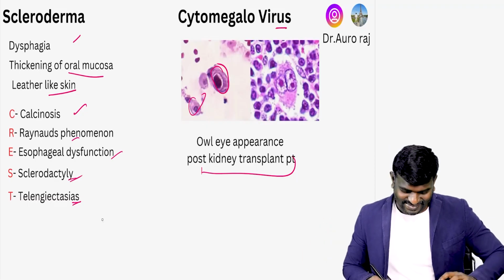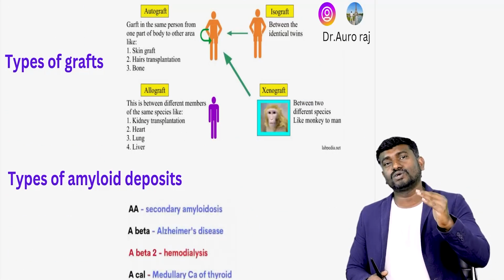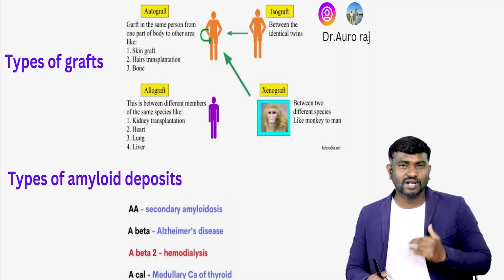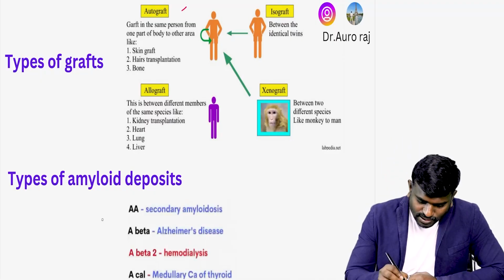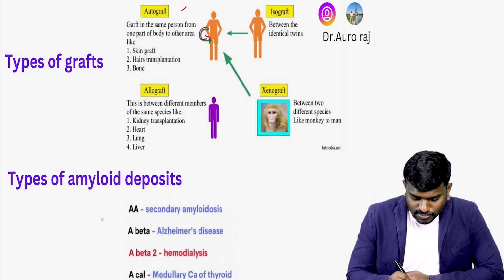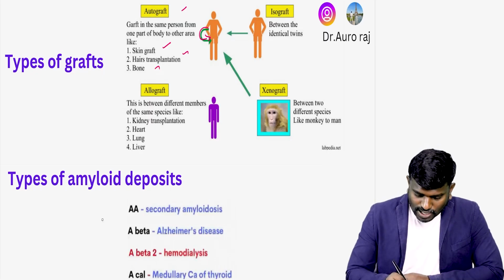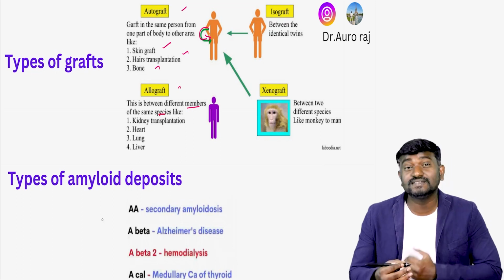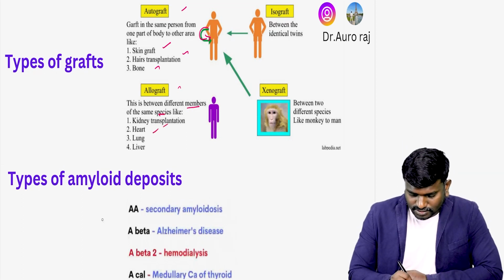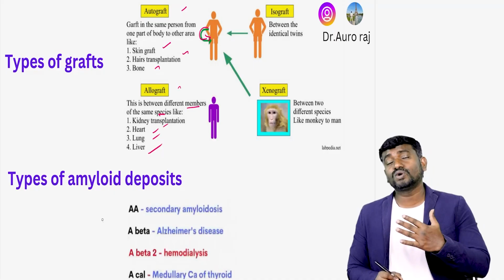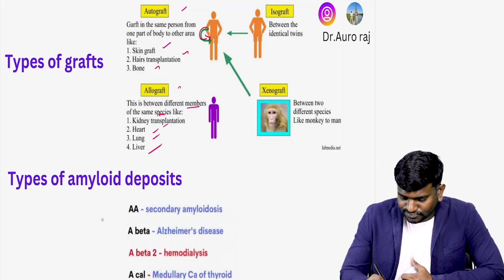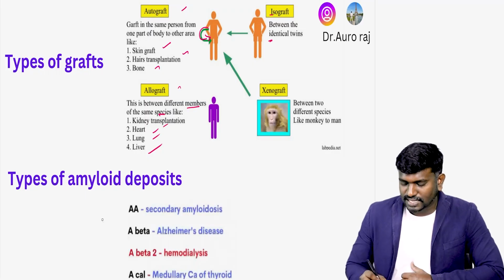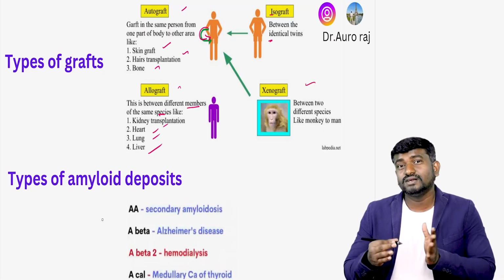Good. Types of grafts: we have autograft, allograft, isograft, and also xenograft. Let's revise. Autograft, remember, is a graft from the same person from another area. It is classically skin graft, hair transplantation, also bone transplantation. Now, allograft is between different members of the same species, namely kidney transplant, heart, lung, and liver transplant. Isograft, I for identical twins. Good. Xenograft is going to be from a different species.